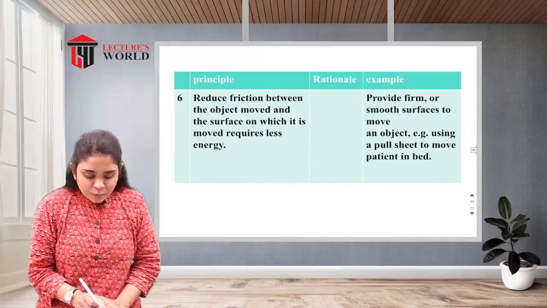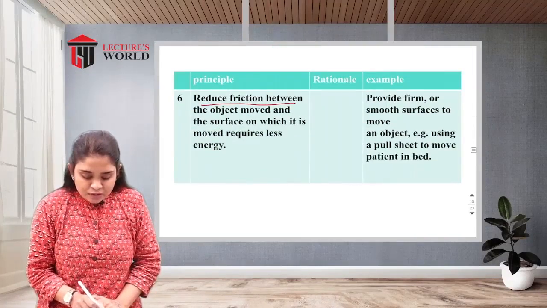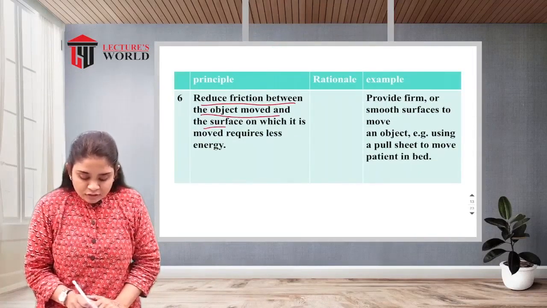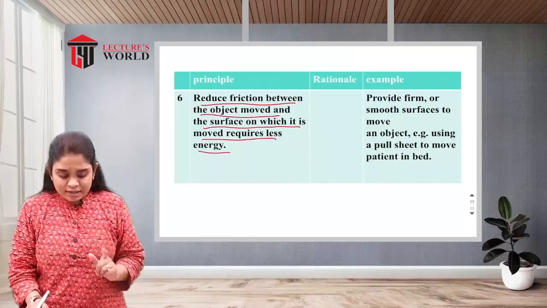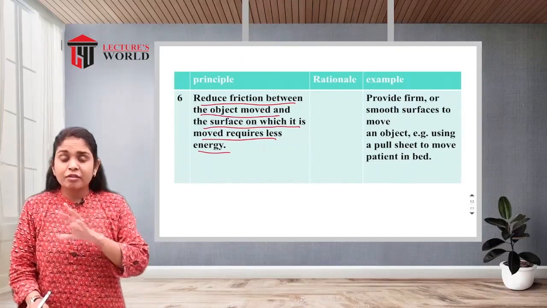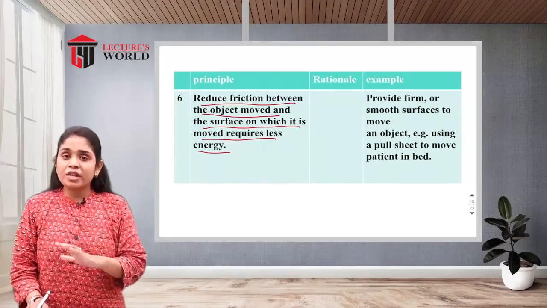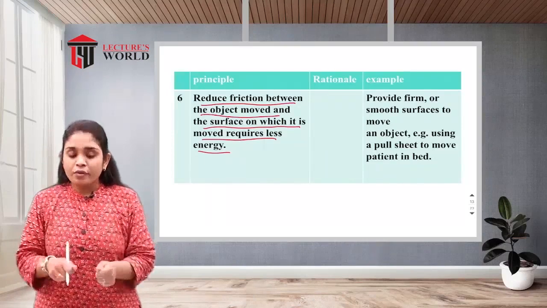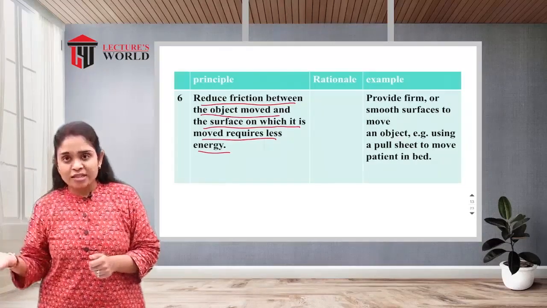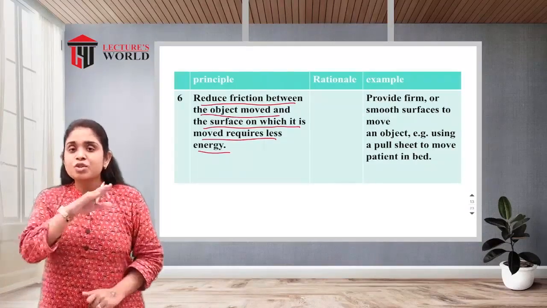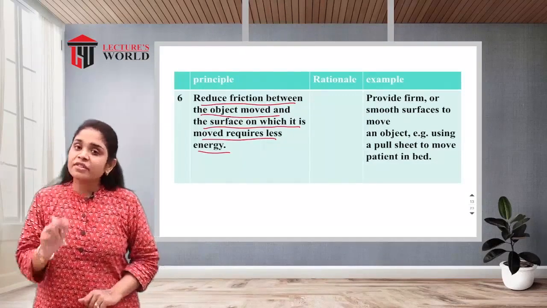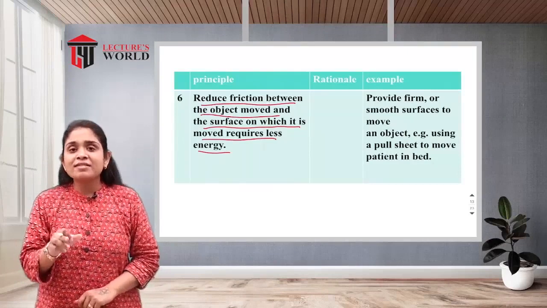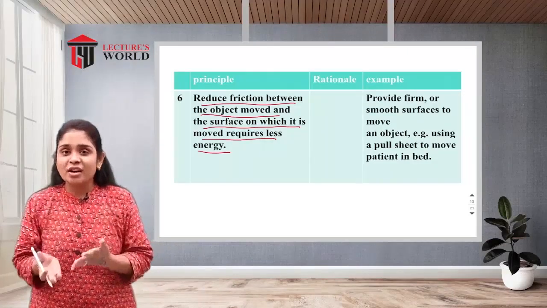Now the sixth one: reducing the friction between the object moved and the surface on which it is moved requires less energy. It means we have to reduce the friction between the place from which we want to transfer the object and the place where we want to transfer it. If there is friction, you have to use extra force.